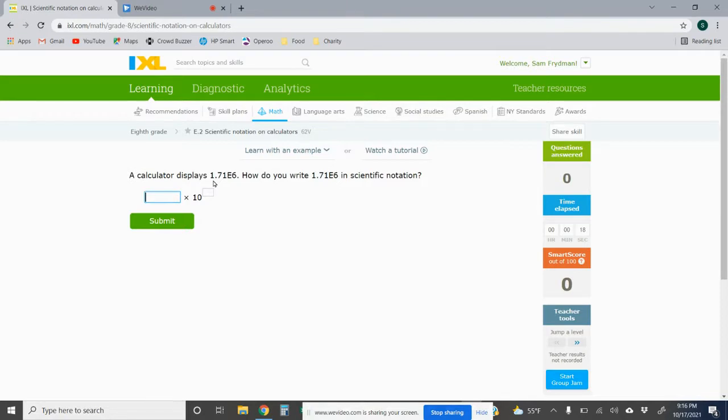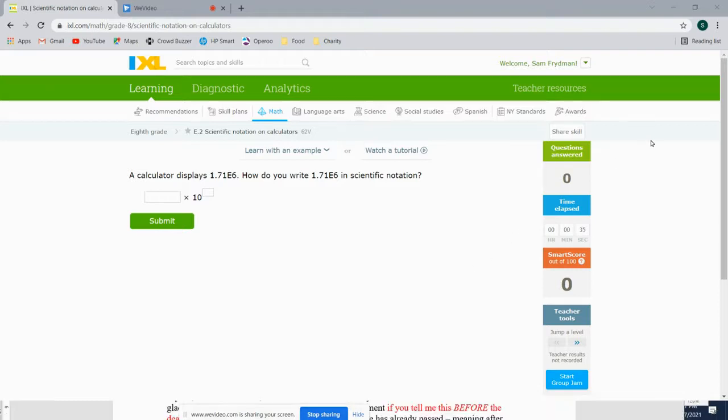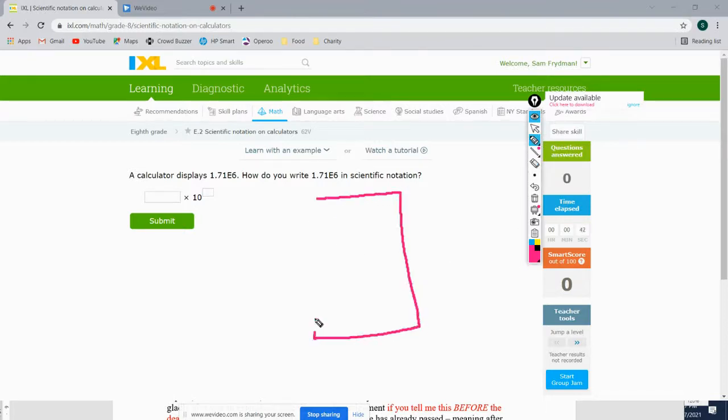This is the calculator's way of writing scientific notation, simply because on a calculator, with some of the screens, it's hard to write an exponent, right? So for example, let me get my marker out here. Let me sketch a quick calculator over here. We got some buttons over here, and then the screen over here.